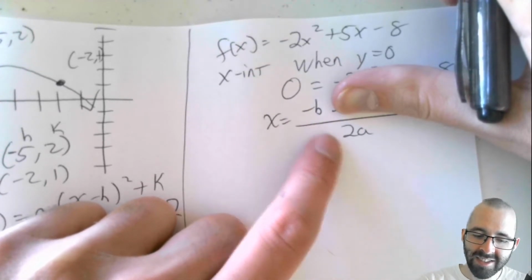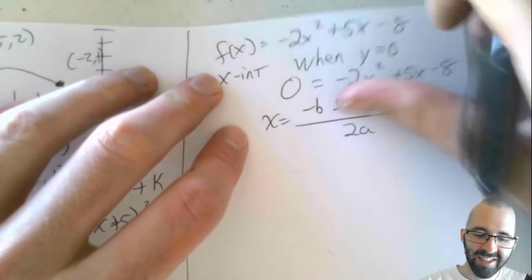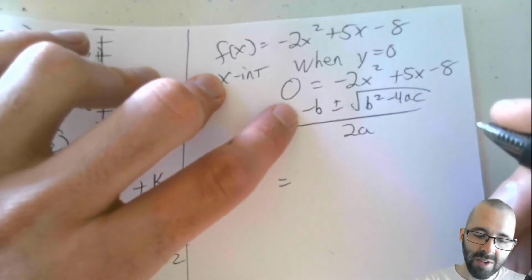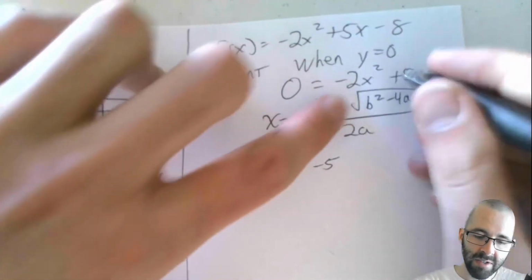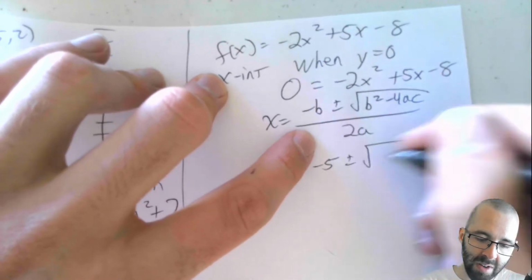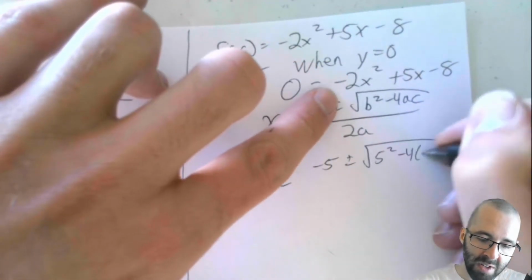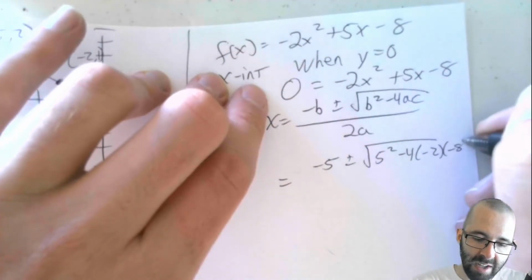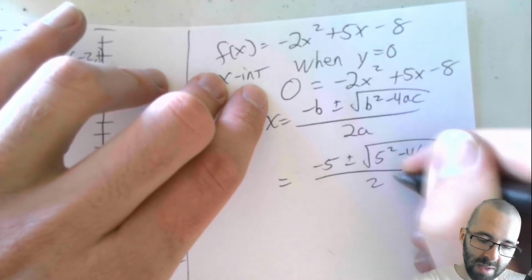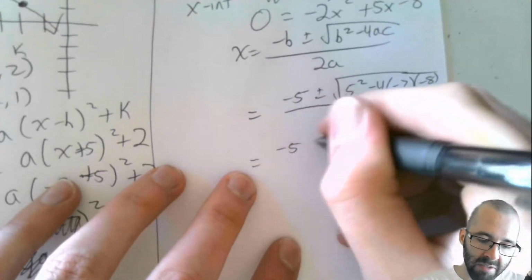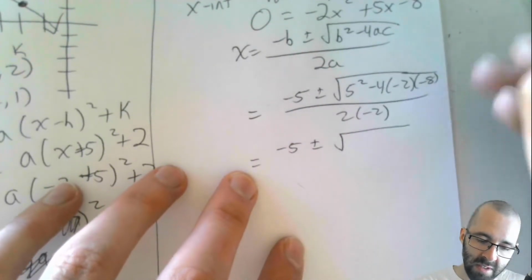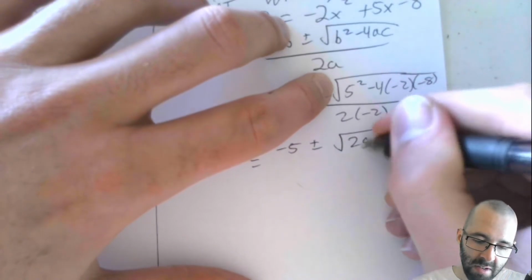The quadratic formula hides the axis of symmetry right here. Okay, so our zeros are going to be negative 5 plus or minus the square root of 5 squared minus 4 times negative 2 times c, which is negative 8, all over 2 times a, which is negative 2. Simplify this out. Get negative 5 plus or minus the square root of 25.